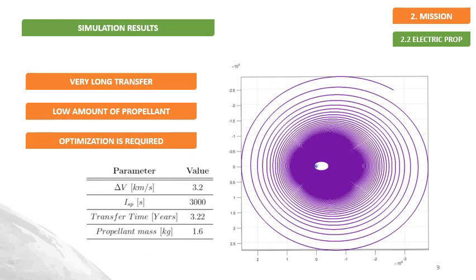In this slide, the results from the simulation can be seen. The trajectory has a spiral shape, result of the continuous thrust applied during the whole mission duration. Regarding its duration, the mission would last for 3 years approximately, although the propellant required would be low. An additional advantage would be the small size of the system, although an optimization must be performed.